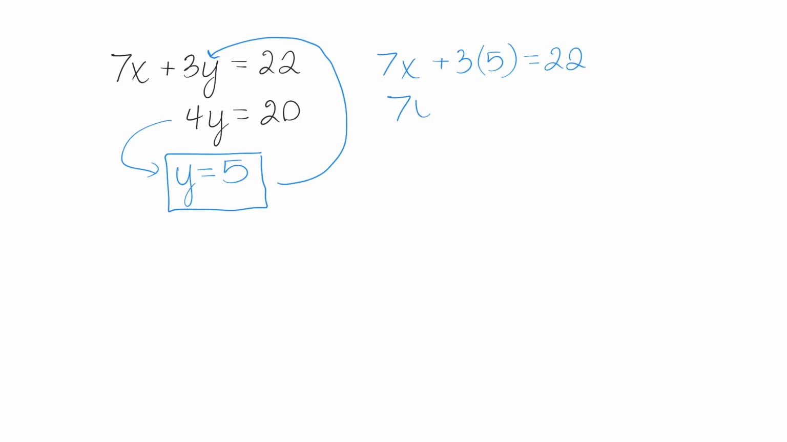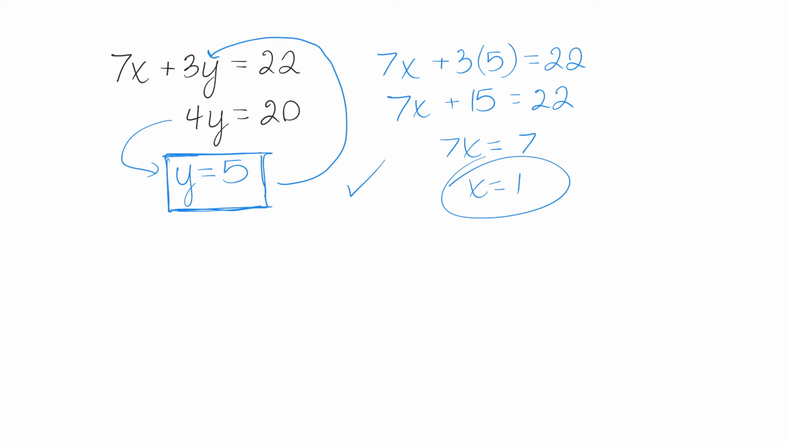So now I have 7x plus 15 equals 22. So 7x equals 7. X equals 1. Wow, I keep giving you really nice numbers. Okay, boom, look at that. Done. That one was so quick. We already had y. We were able to find that immediately, and here's our x. And we're done. Let's try one more.